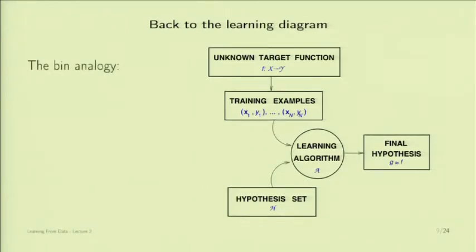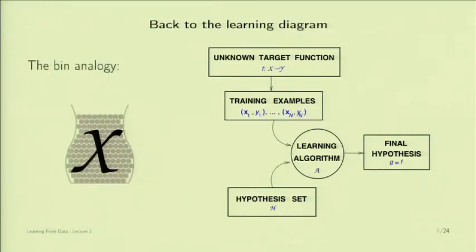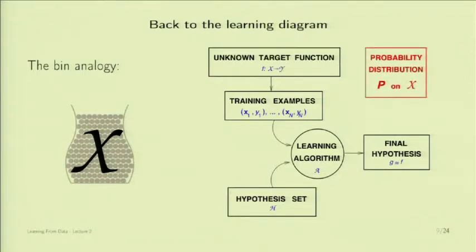In the bin analogy, this is the input space. Now the input space has a probability. So I need to apply this probability to the points from the input space that are being generated. So I am going to introduce a probability distribution over the input space. So now the points in the input space, let's say the d-dimensional Euclidean space, are not just generic points. There is a probability of picking one point versus the other. And that is captured by the probability, which I am going to call capital P.